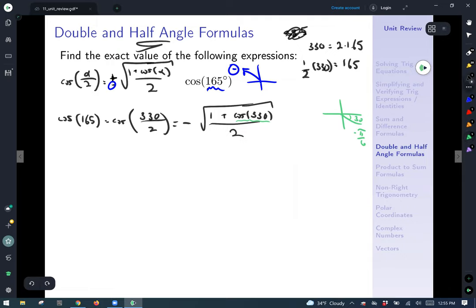Anyway, cosine of pi over 6 is root 3 over 2. So when you do this math, you get 1 plus root 3 over 2, all divided by 2, all underneath the root. And you're like, ick, it's an icky number, but it's an exact number, and that's valuable. Moving on to the next thing.